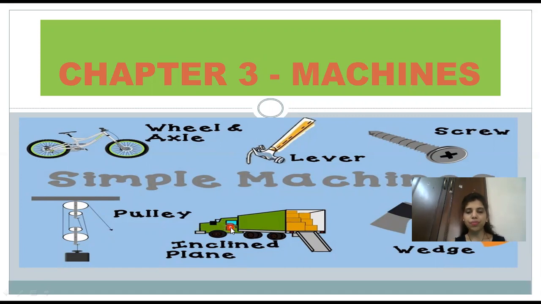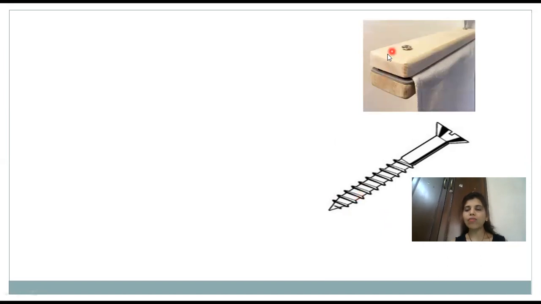Now here you can see that I have shown a screw, and here I have given two planks, and this is how I want to fix this particular screw into this plank. Now think over it, children. Can you do this exercise of fixing this screw into the plank without the help of any simple machine? Think over it. So your answer will be no.